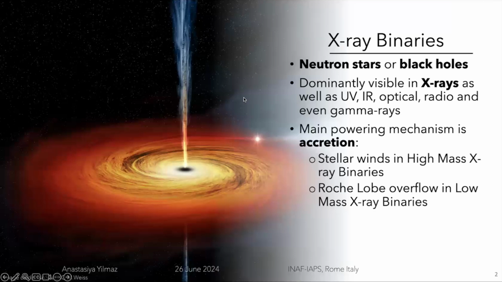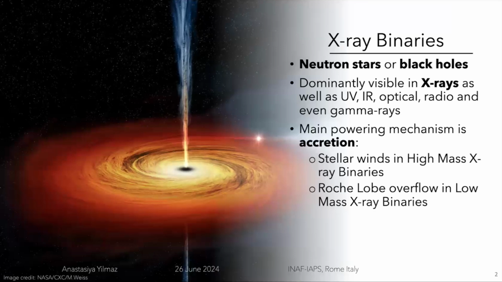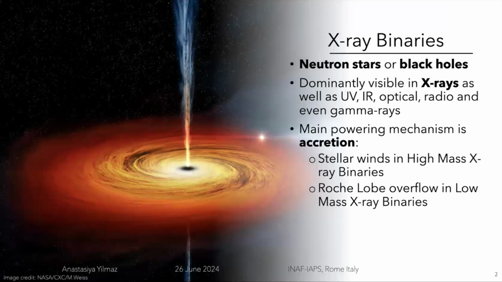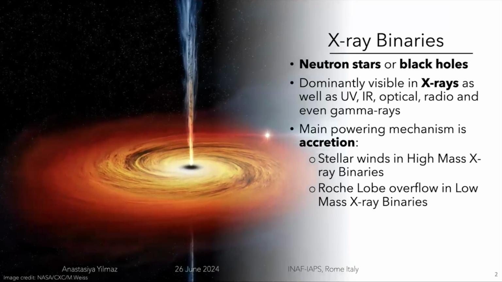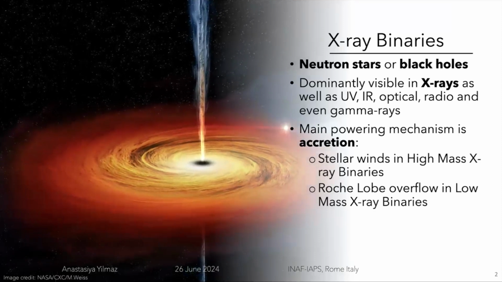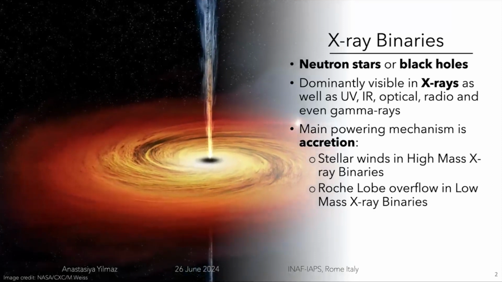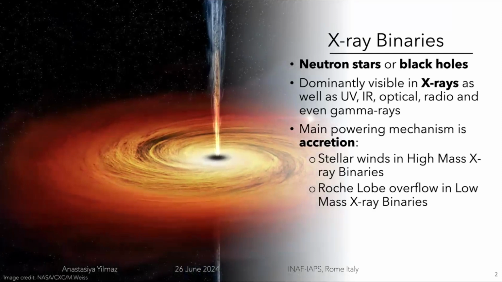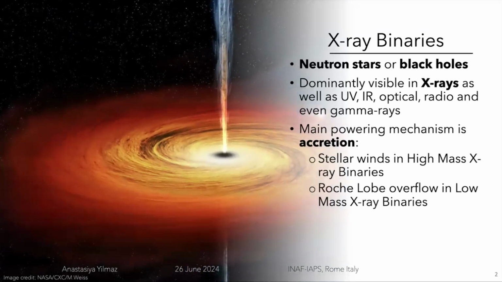Just to give anyone who is not really familiar with the topic an idea of what I mean by X-ray binary: it is usually systems that either harbor neutron stars or black holes, and the main powering mechanism behind it is accretion onto the compact object.